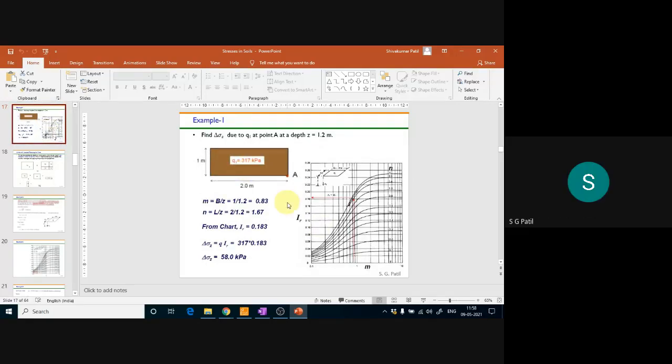How do we take this Q value here, sir, when the Q value is given? Here, the Q value they have given is 317 kilopascal. This is like a UDL load only. So this 317 kilopascal is applied over this much total area, 2 meter by 1 meter. It is almost like some rectangular foundation. Is it fine? Yes, sir. I thought they hadn't given that, sir. No, they have given the Q value. Okay. So any other doubts?